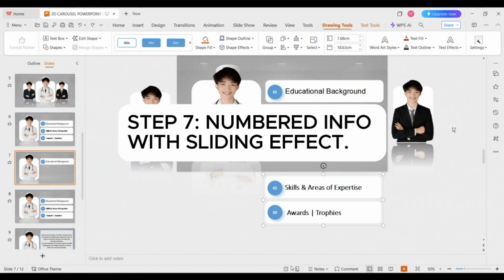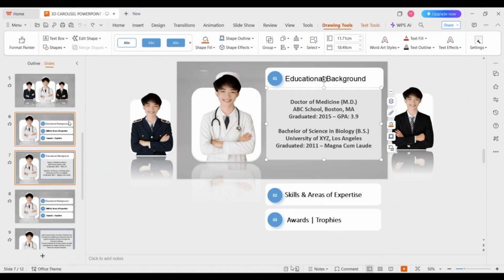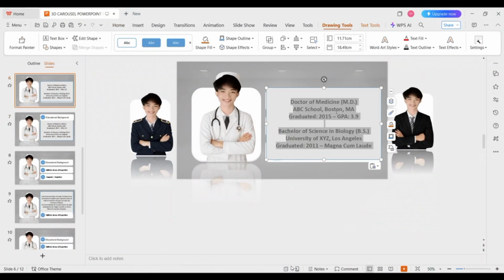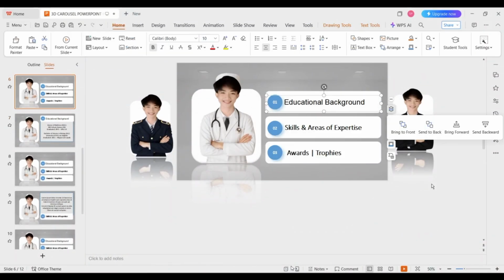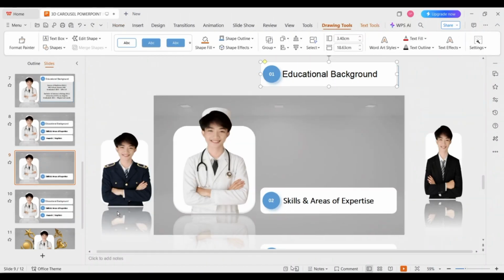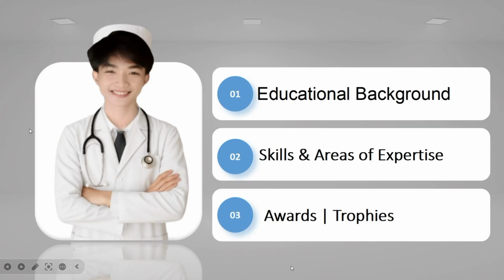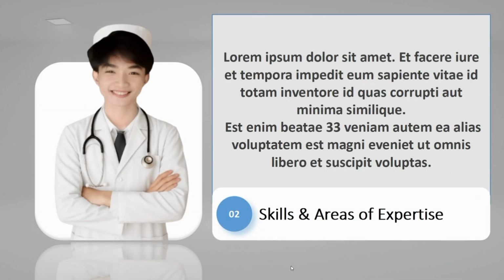Slides number 7 to 11. Numbered info with slide-in effects. From slide 7 to 11, glide in content using Morph. Numbers slide in from the top. Descriptions slide in from below. Repeat for each section. Use Morph to control direction and placement for clarity.